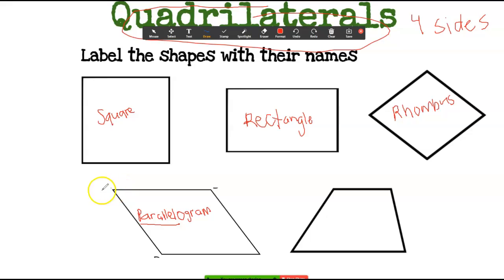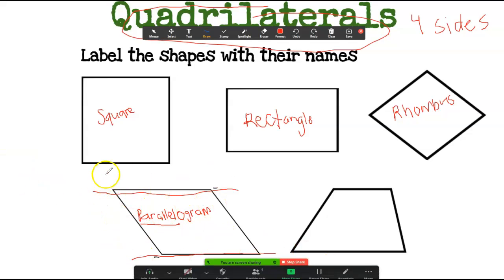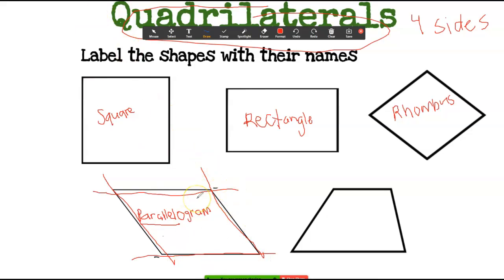Okay, we're going to talk about that word. That means this line and this line are going in the same direction, and they're never going to touch. Okay, it also means that this line and this line are going in the same direction, and they're never going to touch. They are parallel. Parallel sides never touch. They just keep going and going and going forever and ever and ever. Up and down, side to side. So that is a parallelogram. That means all of the sides are parallel.